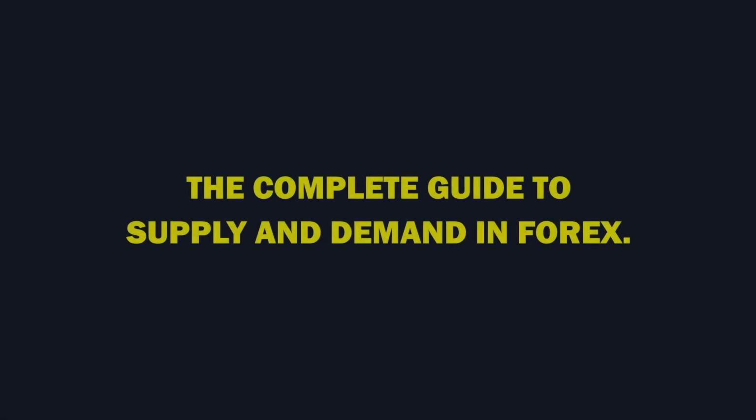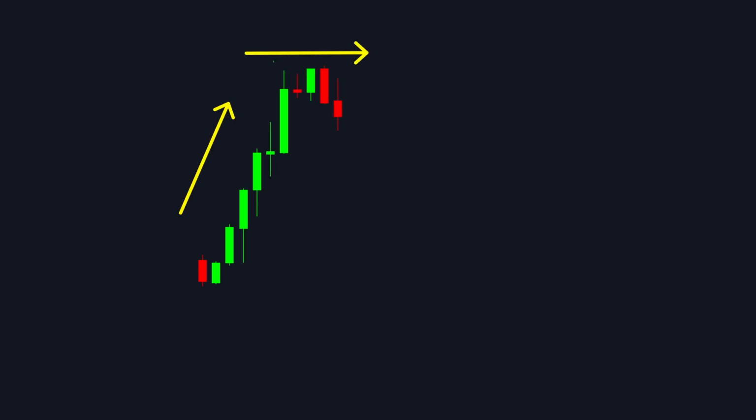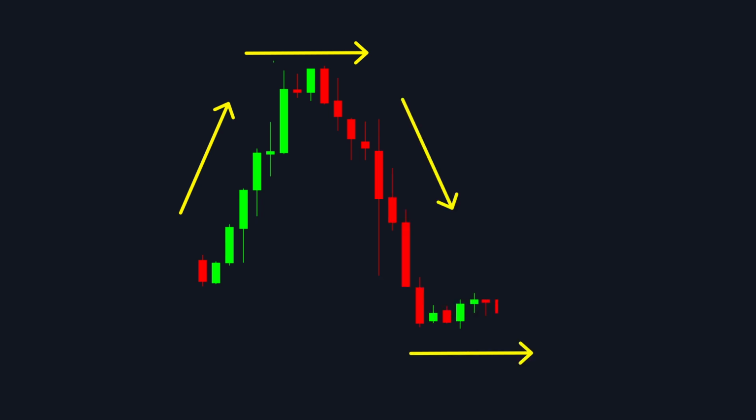The complete guide to supply and demand in Forex. The driving force behind changes in price is supply and demand. When there are more buyers than sellers, the market price will move up. Conversely, when there are more sellers than buyers, the market price will move down. When buyers and sellers are more or less even, the market will range.